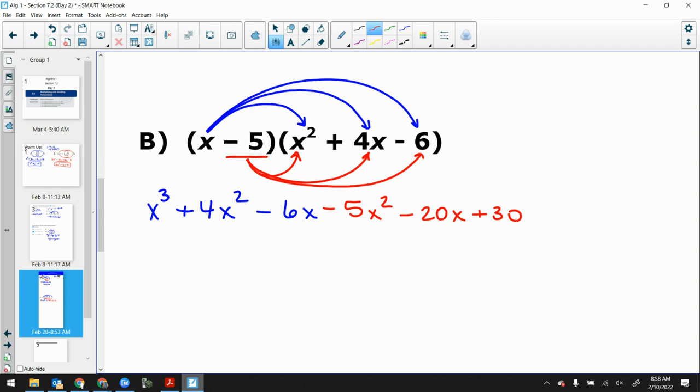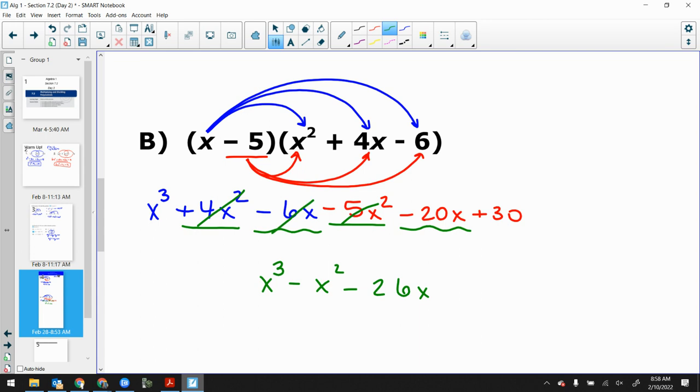And now I combine like terms just as I did using the FOIL method. But in this case, I've got a couple different like terms. Now, are there any like terms to the x to the third? No. So that just gets carried through. I've got a 4x squared and minus a 5x squared. Okay, so negative 1x squared, or just negative x squared. And then I've got a negative 6x and a negative 20x. Okay, negative 26x. And then I can just drop down my plus 30. Nothing to combine there. And that's my answer.